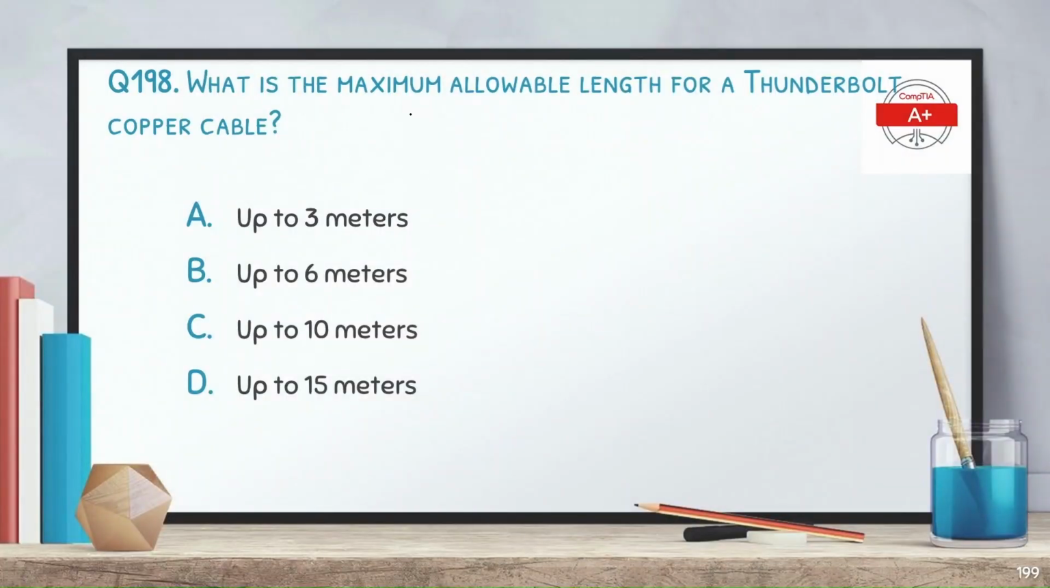Question number 198 is, what is the maximum allowable length for a Thunderbolt copper cable? The options are A 3 meter, B 6 meter, C up to 10 meter, and D up to 15 meter. And the correct option is up to 3 meter.